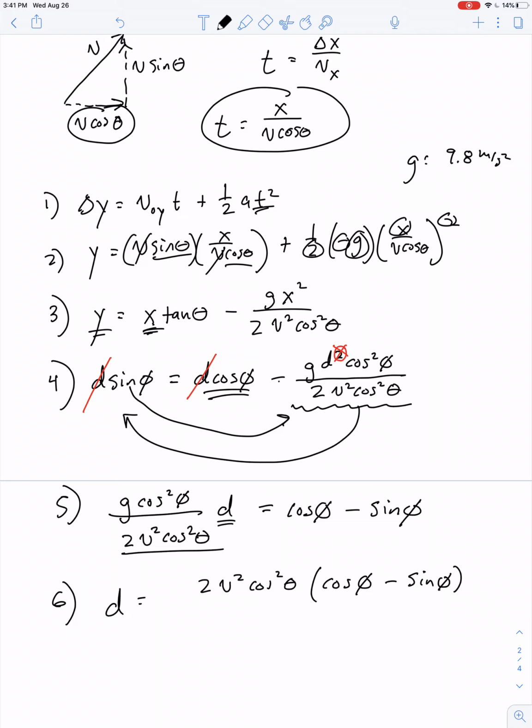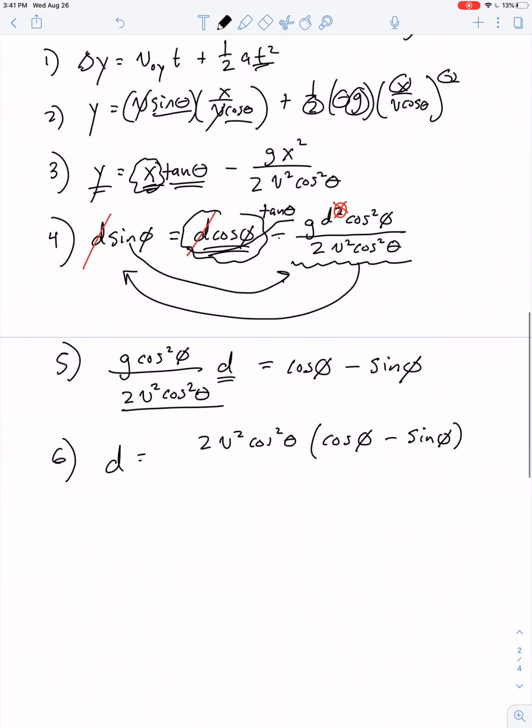I replaced x with d cosine phi, but I forgot my tangent theta. Okay, so that all goes together here. So let's see. That means I left out my tangent theta where? Here. Oh, yeah. Which means there's still a tangent theta here, huh? Okay.